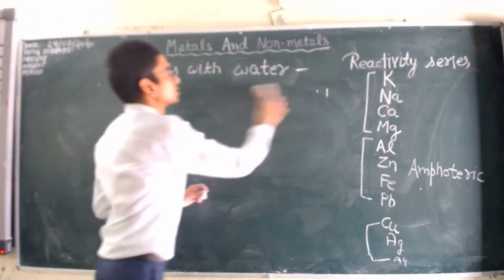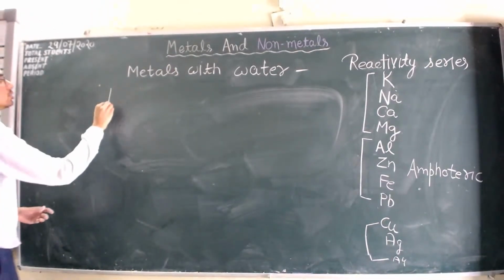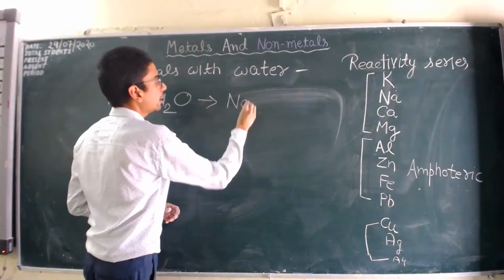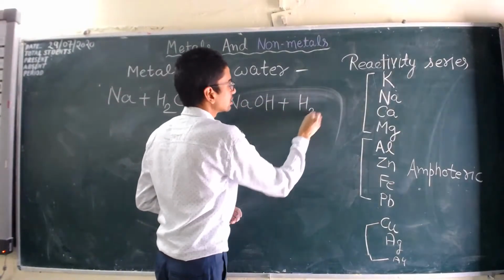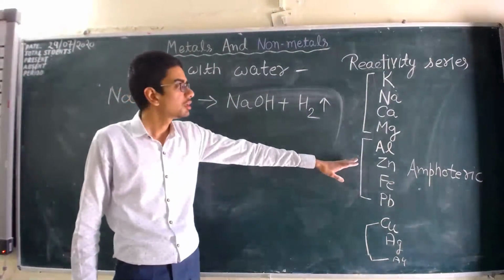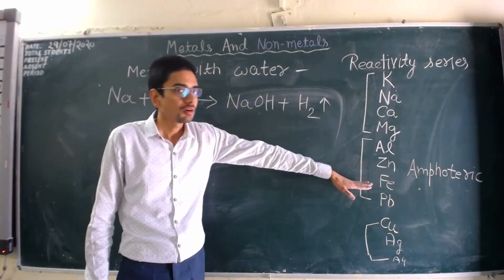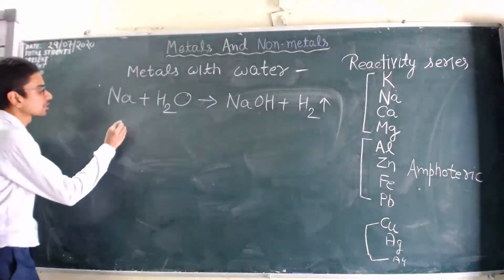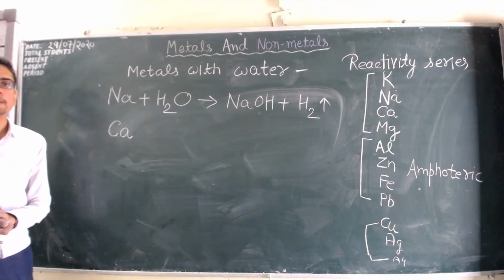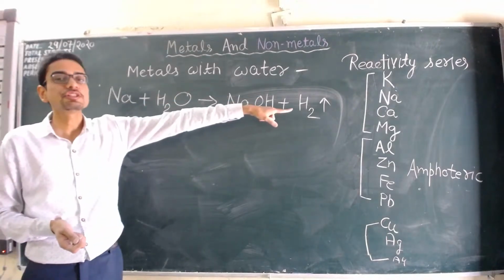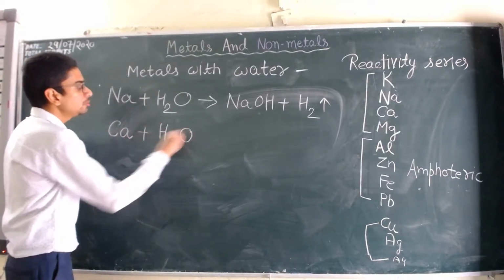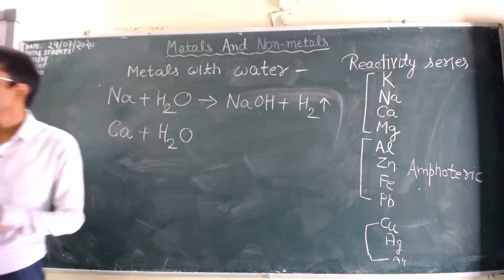I am writing this again. Sodium is also highly reactive. Will react with water to form sodium hydroxide plus hydrogen. Okay. Now, if we take some moderate reactive metal like zinc or iron or calcium and magnesium, we take calcium. Calcium is highly reactive or sodium? Can you tell by the reactivity series? Because sodium is above calcium, so sodium is higher reactive than calcium. What will be this reaction? Calcium plus water. Can you write down?